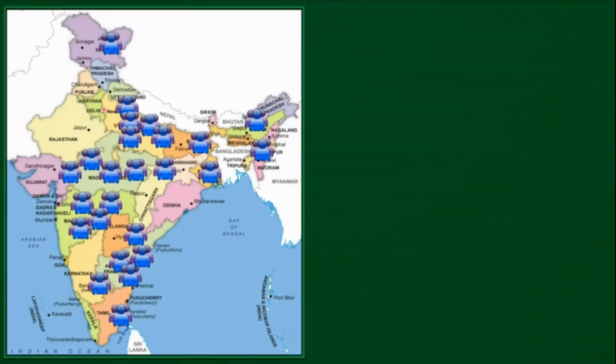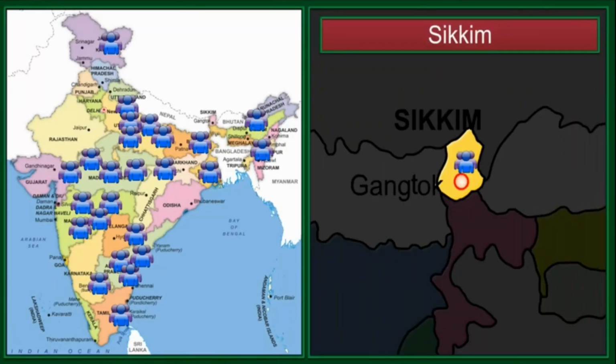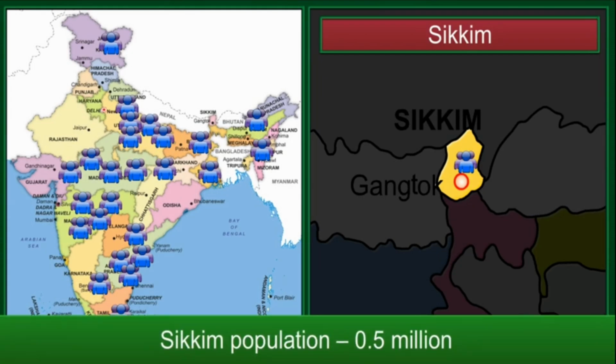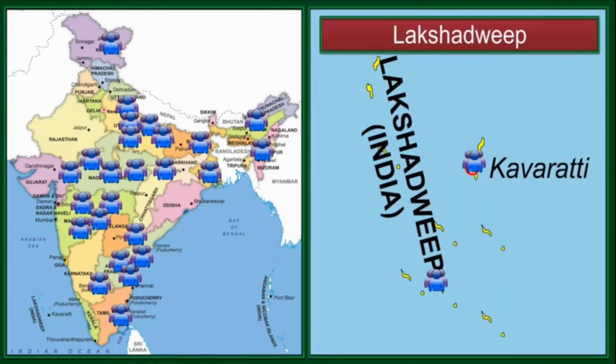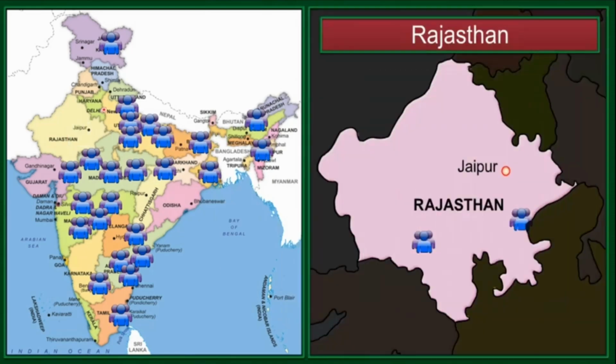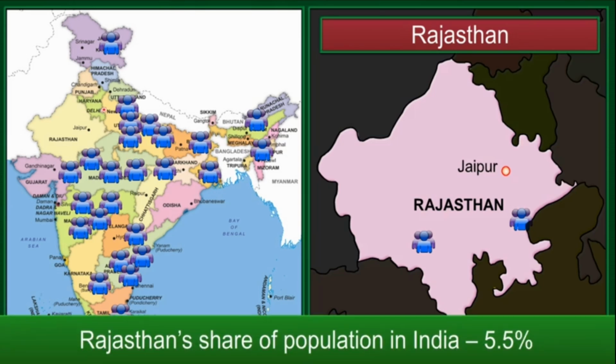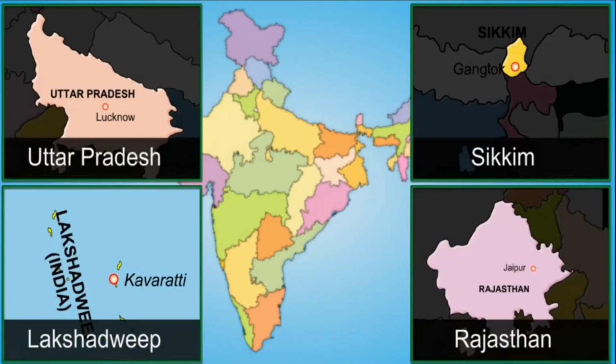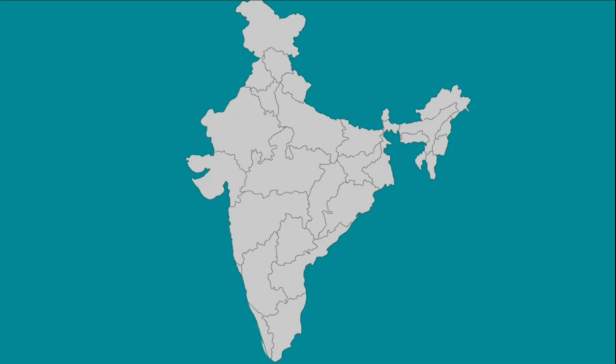On the other hand, the Himalayan state Sikkim has a population of just about 500,000 people. Lakshadweep has only 60,000 people. Rajasthan, the biggest state in terms of area, has only 5.5% of the total population of India. As you can see, the distribution of population is uneven throughout the country. Population density provides a better picture of the uneven distribution.